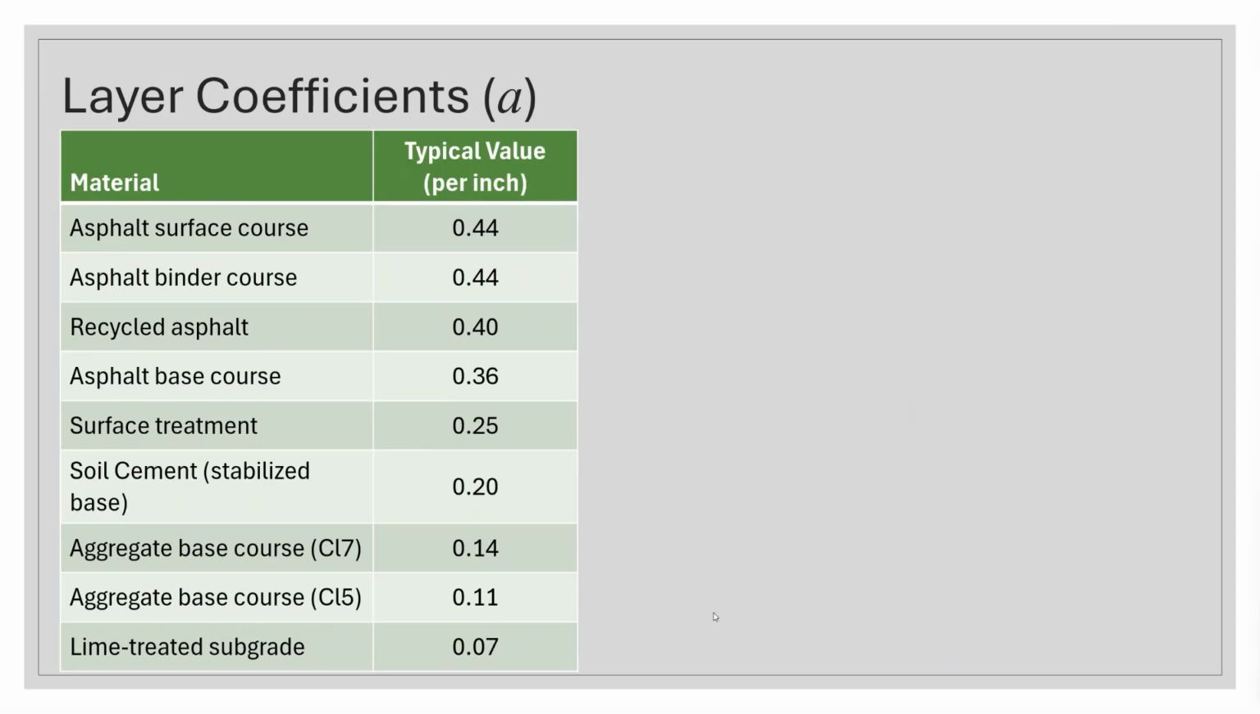Base course down around a 0.36. A surface treatment is a little bit lower than that, down around a 0.25. And then when we start getting into base courses and soil cement, those types of things, we're lowering that even more. A lime-treated subgrade can be treated as one of our pavement layers because we've done something to mechanically change that layer. That's going to be a 0.07. And then your standard class 7 base course is usually treated as a 0.14. So those are some of the typical numbers that are inputted.